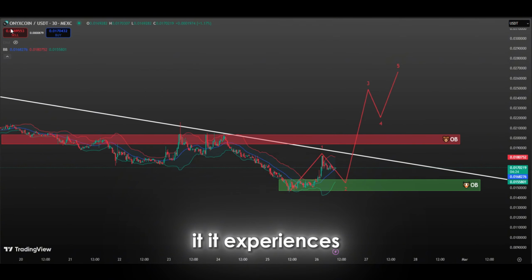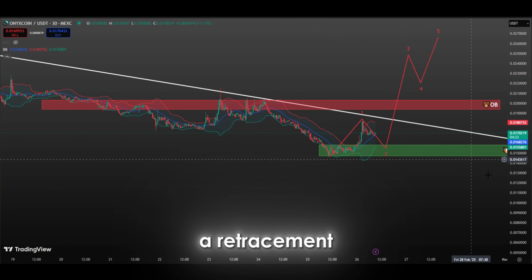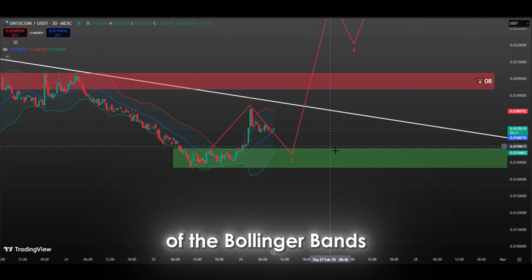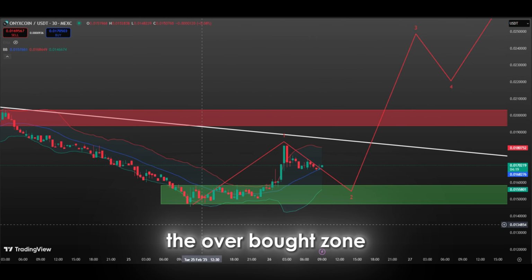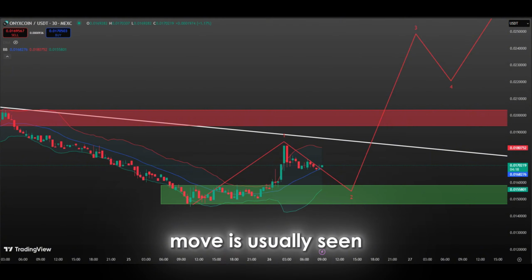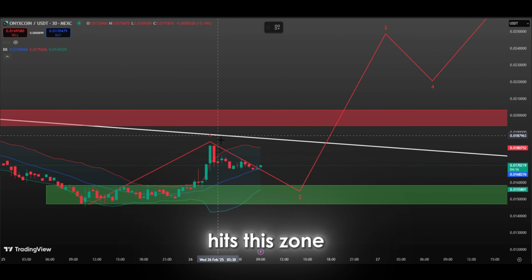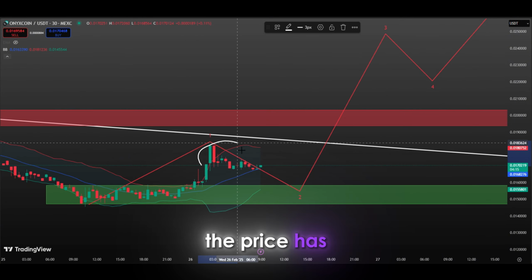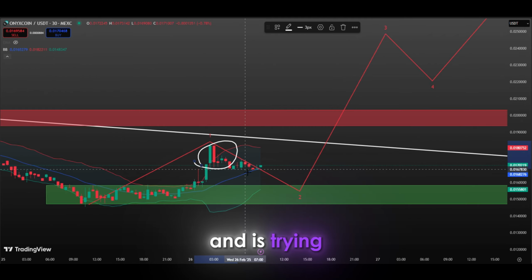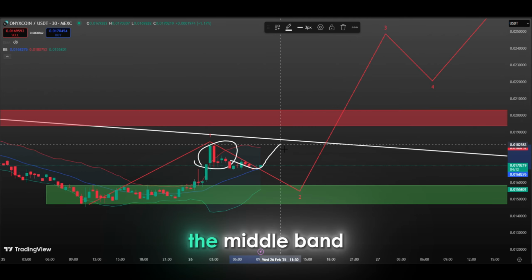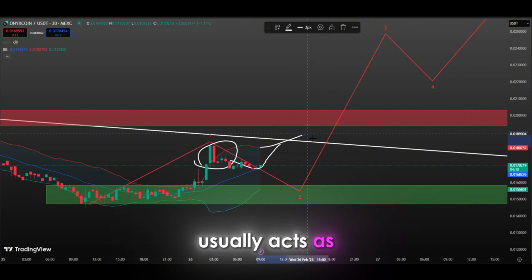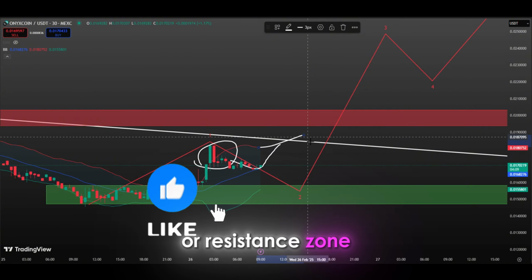and after touching it, it experiences a retracement. The upper band of the Bollinger Bands is usually considered the overbought zone, and a correction move is usually seen when the price hits this zone. At the moment, the price has pulled back to the middle band and is trying to find support here. The middle band of the Bollinger Bands usually acts as a dynamic support or resistance zone.